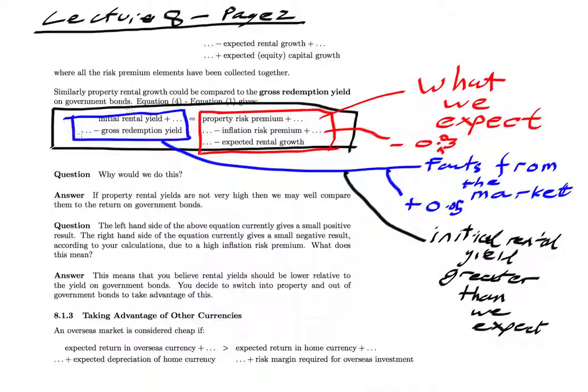So the market has what we think is some kind of distortion in it. Really, rental yields should be lower. Actually, they're higher. Actually, you are currently getting more from property than we think you should. And so as a result, we think that we should switch into property, which is what it says down here. Switch into property and out of government bonds to take advantage of this difference.